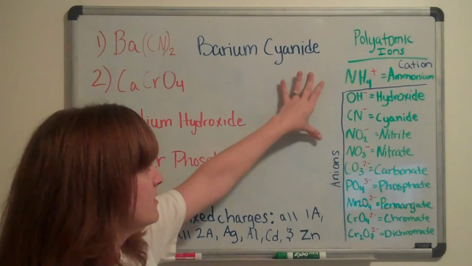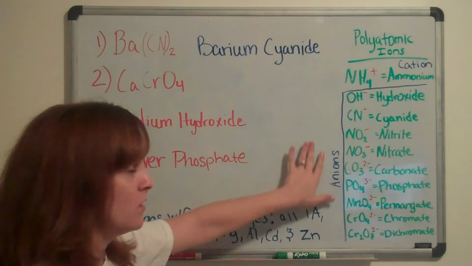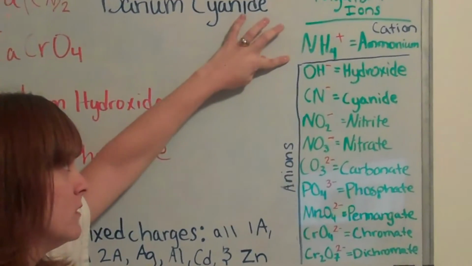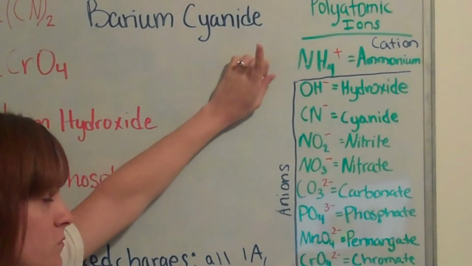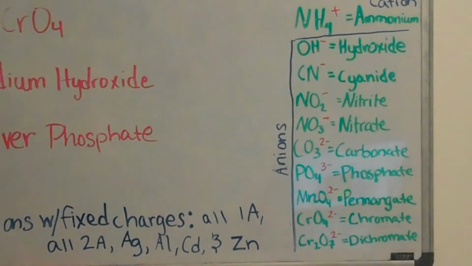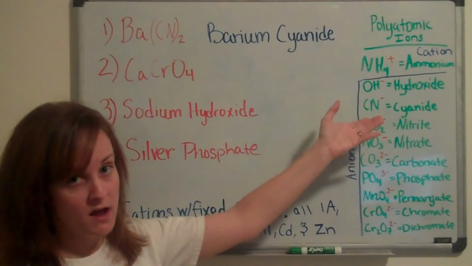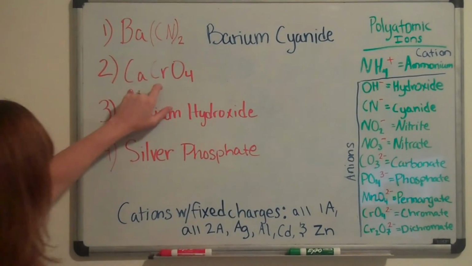So these are all of the polyatomic ions that we have to know for the test. We have one cation here, which is ammonium, NH4 plus, +1 charge. The rest of these are anions. So it's pretty simple if we have our polyatomic ions list memorized. Let's go down to our second example.